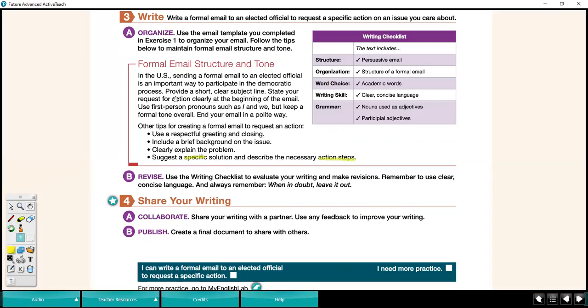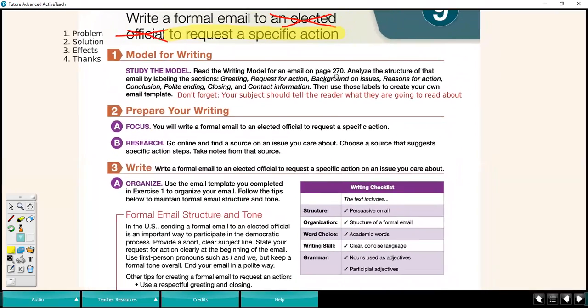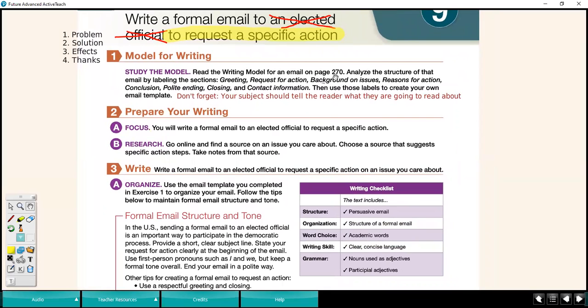Okay, so now we're going to turn to page 270, and I will start a new video as we look at the formal email there, and there we will read like a writer so that we can write well, write like a reader.